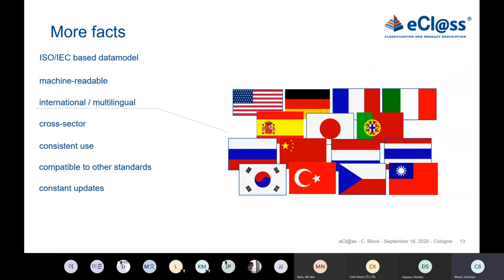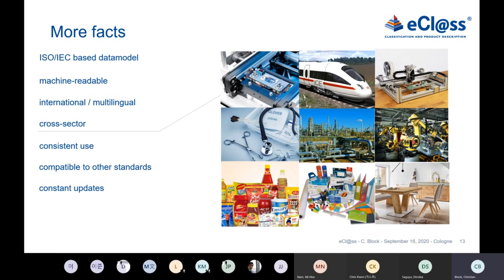So it is not only a German or European standard, it is multilingual, so it's internationally used, and not only in the production or product-oriented or automatization context. It is used in different domains. So we have electronic components, but also larger things like trains described in eClass. We can also describe the service to offer a transportation, medical processes in chemical facilities.